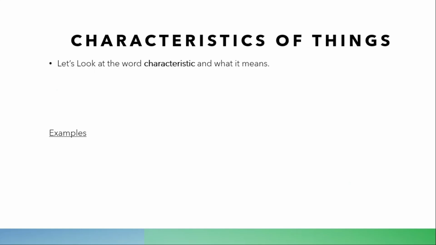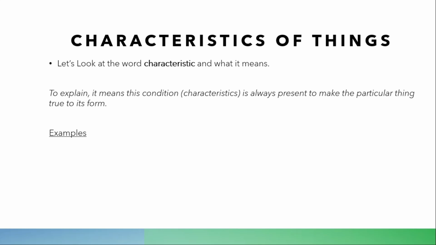Alright, characteristics of things. Now I'm not talking about living things, I'm talking about the characteristic of anything. What does it mean when you refer to the characteristic? Let's look at what is said here. To explain it, and this is no dictionary definition, it means this condition, the same characteristic, is always present to make that particular thing true to its form.